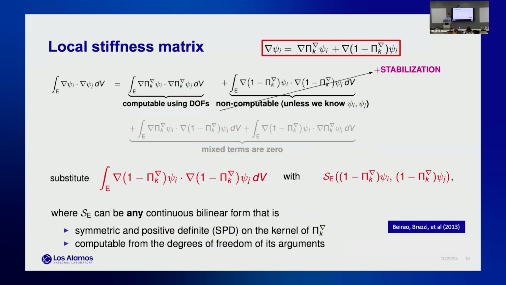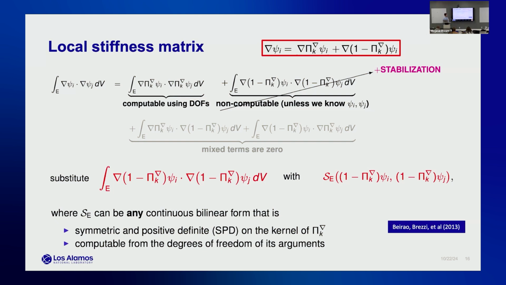Okay, now let's look at how to assemble the local stiffness matrix. By using this projection, we have 4 terms. The mixed terms are 0, as I introduced in the previous slide. It's by definition. Then we are left with 2 terms. The first term is a polynomial projection multiplied by a polynomial projection. It is computable. And the complement multiplied by the complement, we don't know how to compute. But what we do is approximate it. This is also called the stabilization term.